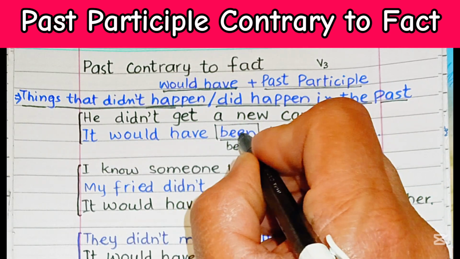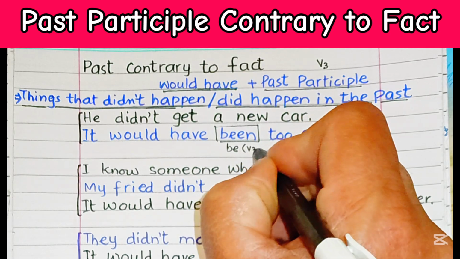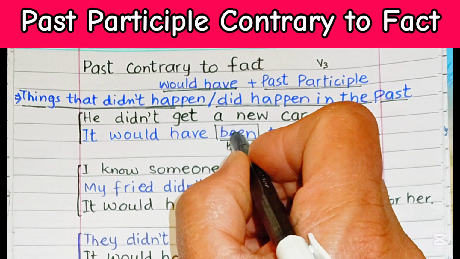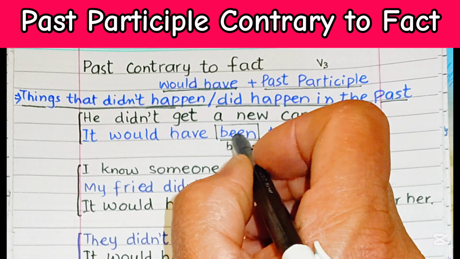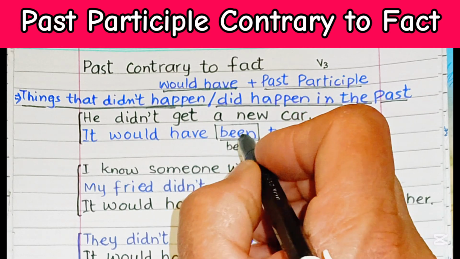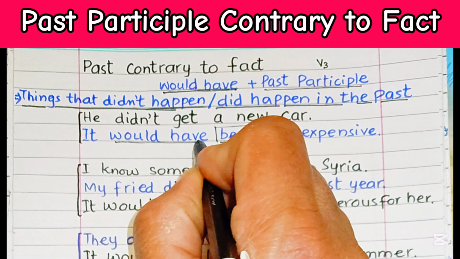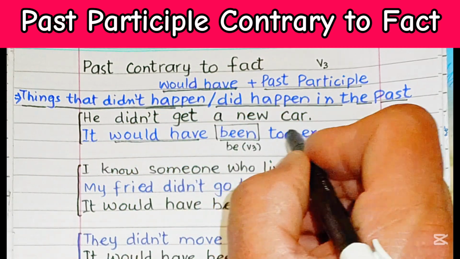in the form of past participle. This is V3. So it would have been, this is the past participle of be. The word been is the past participle of the verb be. The verb be is often used after would have. So it would have been too expensive.